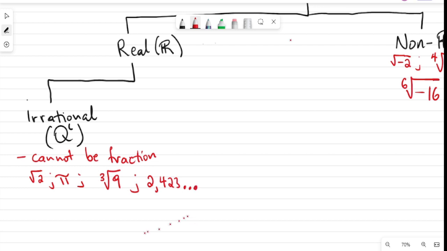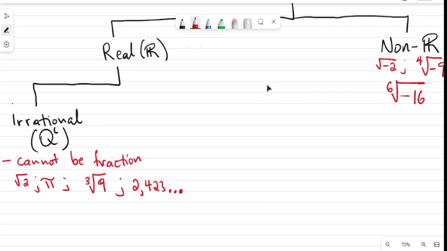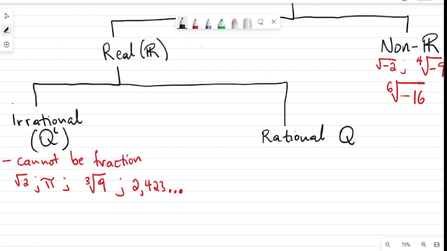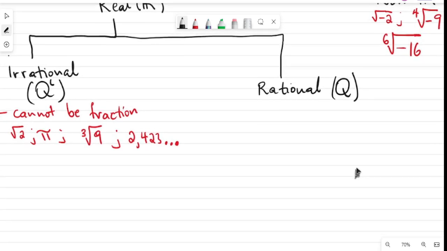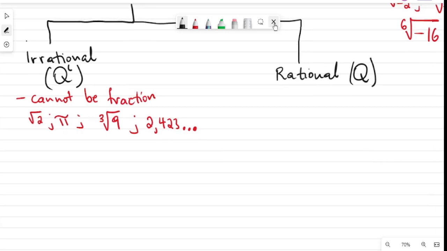This is an irrational number. Okay, and then remember I said real numbers are made up of two groups of numbers. The next group of numbers for real numbers will be the rational numbers. Now for rational numbers, we use the symbol Q to show rational numbers. Basically, rational numbers will be the opposite of irrational numbers.